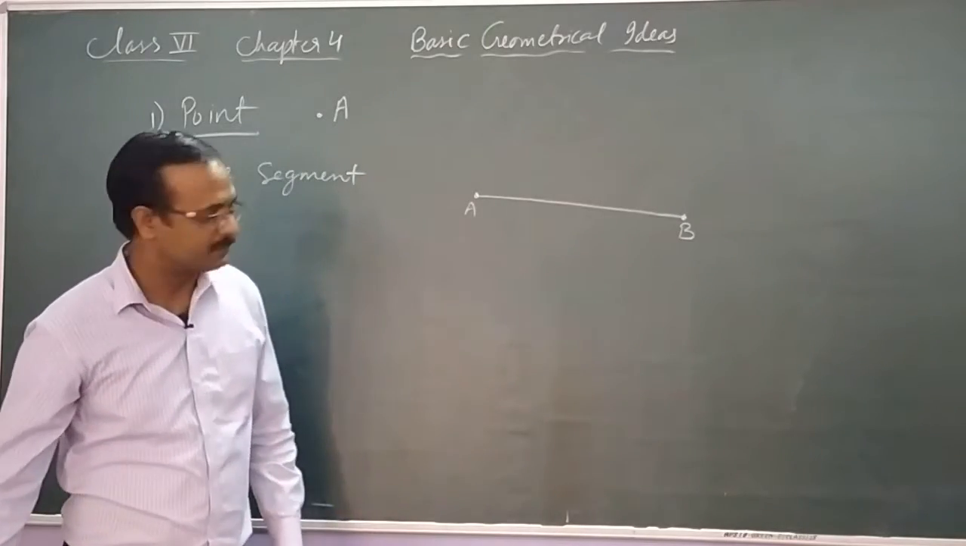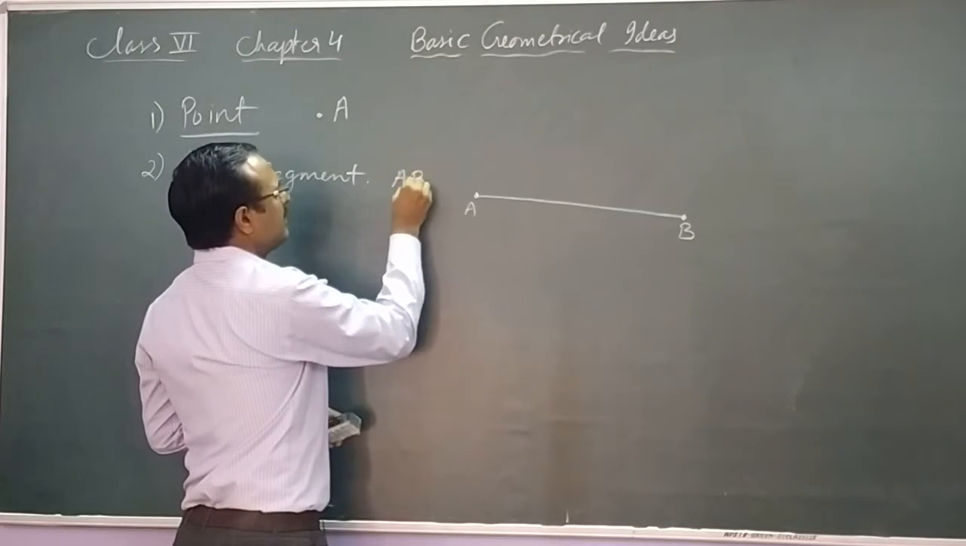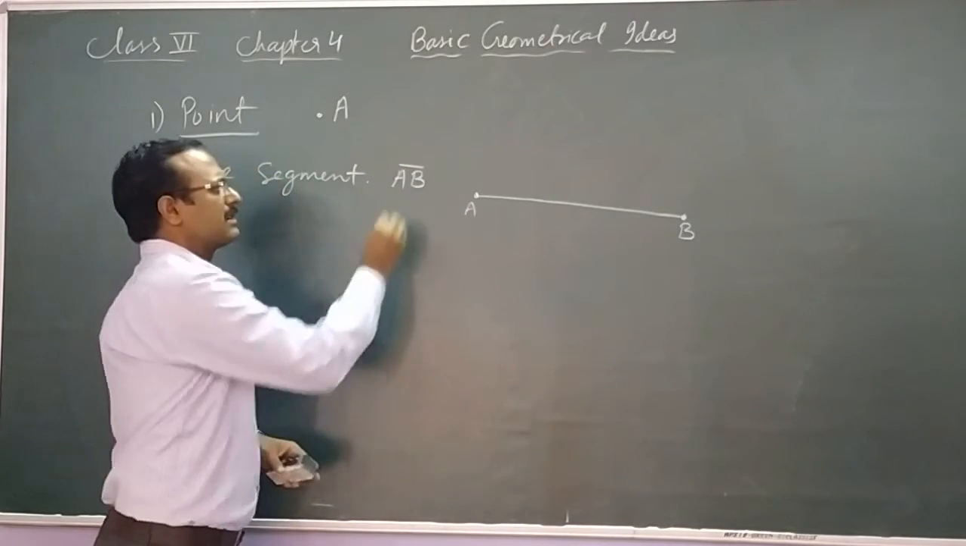Now this line segment will be denoted like this, AB, and then a straight bar will be there.